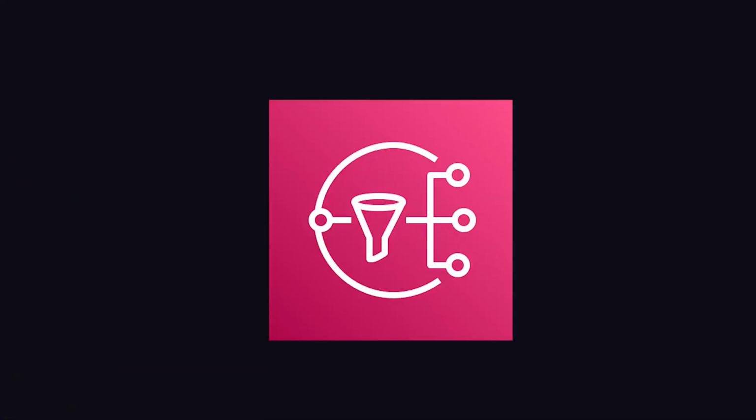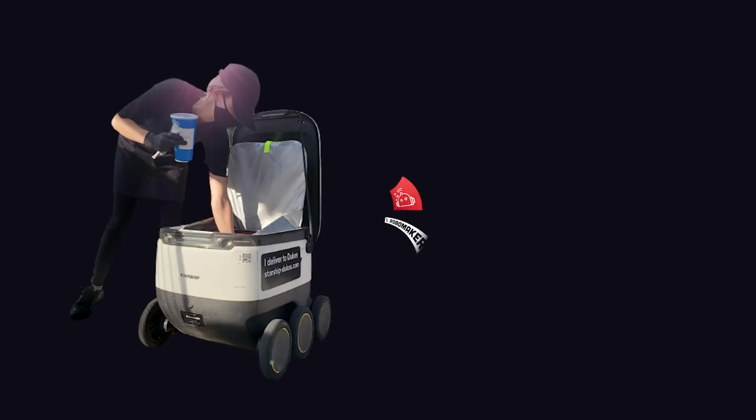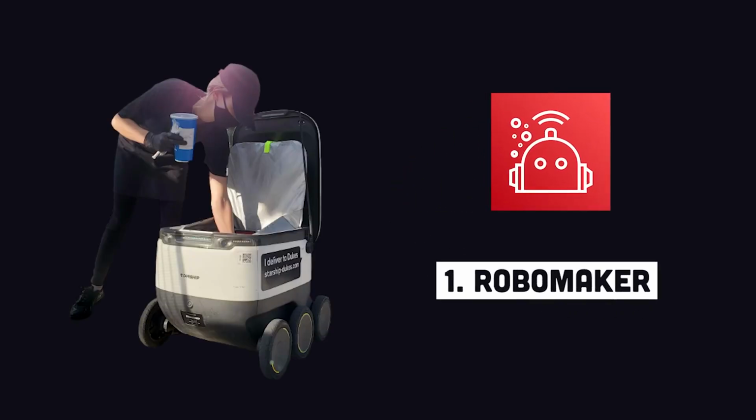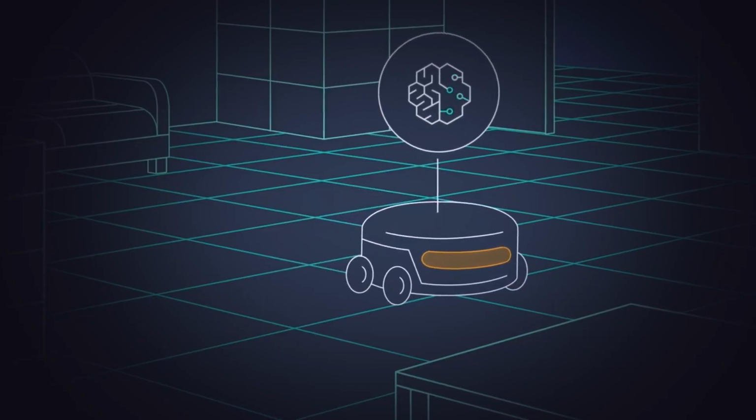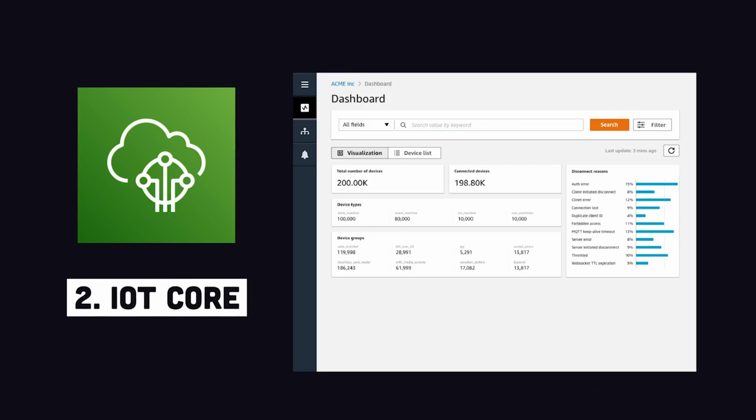So first, let's start with a few that are above my pay grade that you may not know exist. If you're building robots, you can use RoboMaker to simulate and test your robots at scale. Then once your robots are in people's homes, you can use IoT Core to collect data from them, update their software, and manage them remotely.